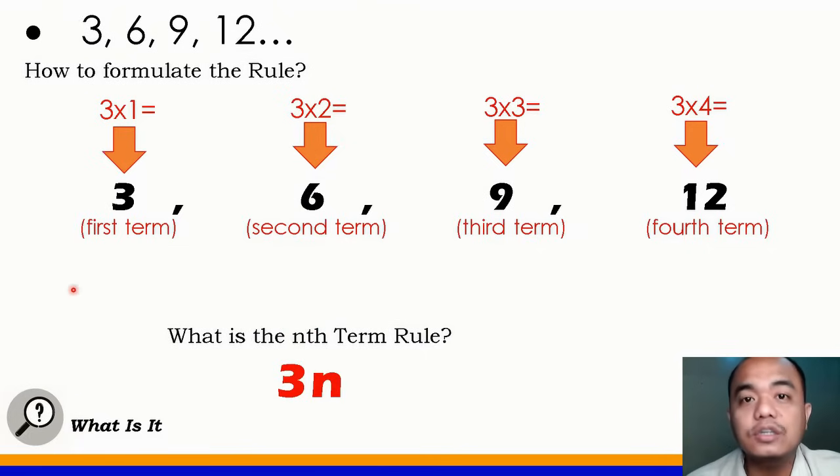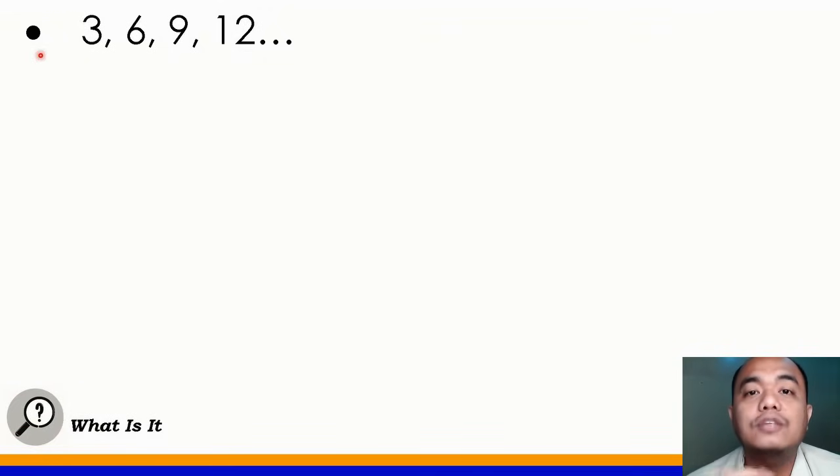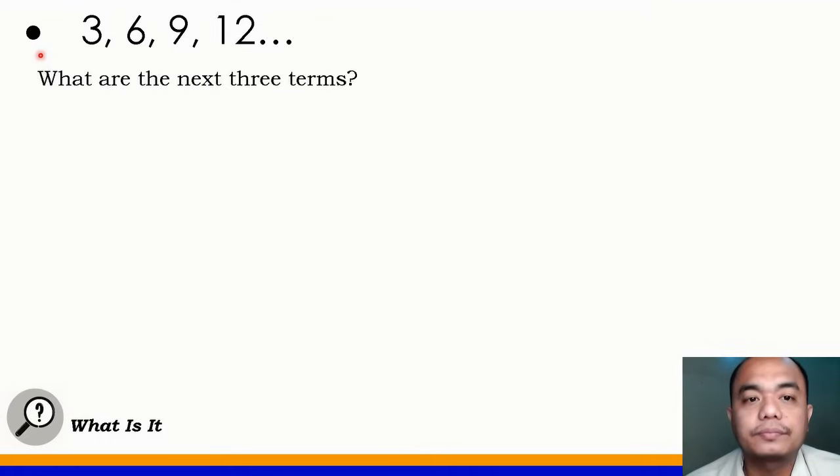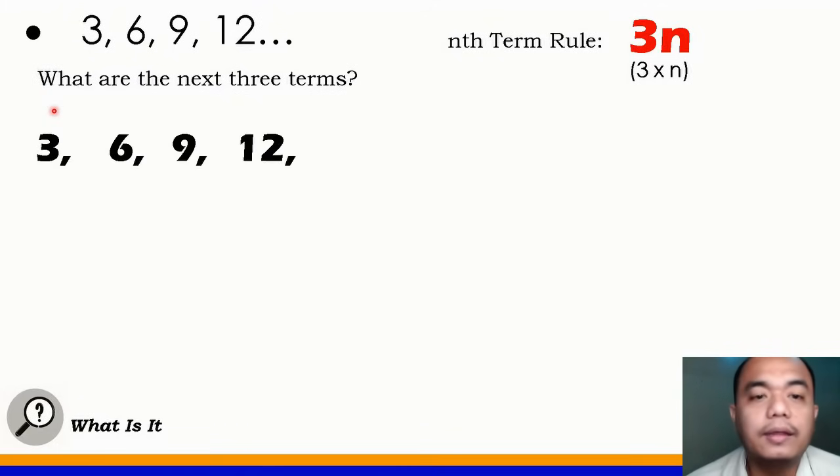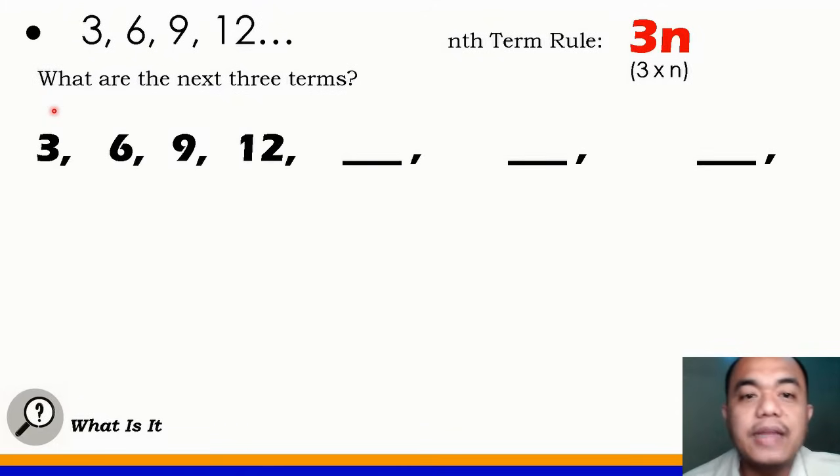The next question to answer is, what are the next 3 terms? So, ano kaya ang sunod na tatlong numero sa sequence na to? What are the next 3 terms in the given sequence? So, again, we will use the N-term rule that we formulated earlier. Or 3N, that means 3 times N. Okay, let's have 3, 6, 9, 12. And we will look for the next 3 terms.